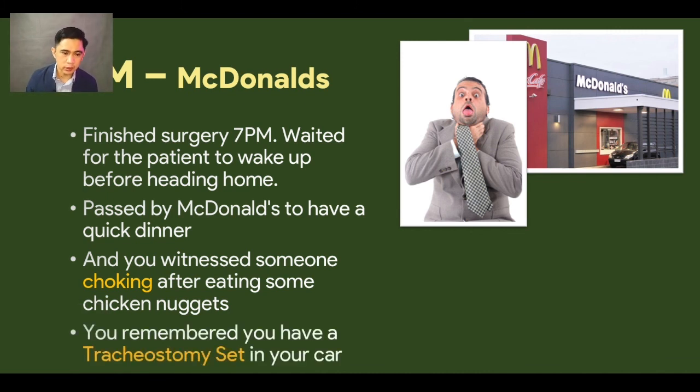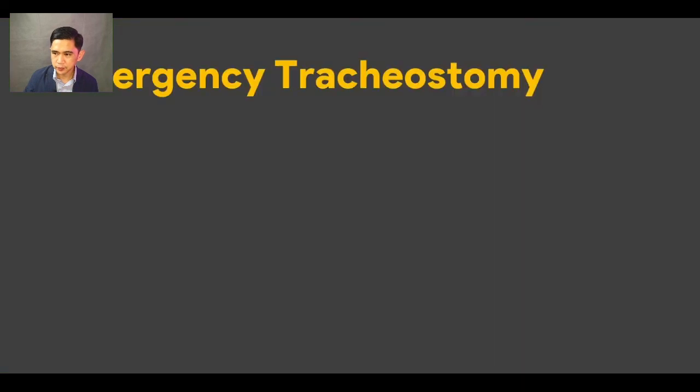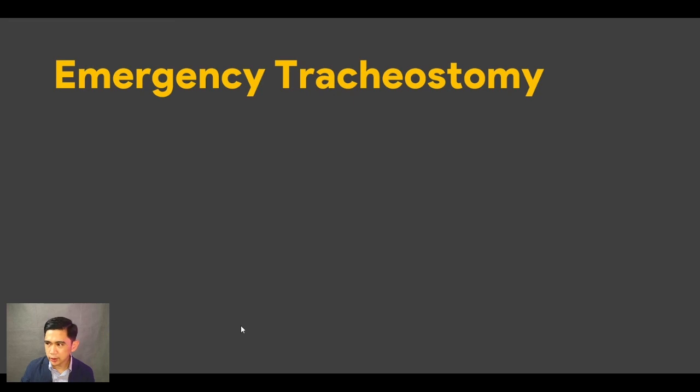So a tracheostomy set is a set of instruments you use for a tracheostomy procedure, wherein you put a tube into the neck so that a patient will be able to breathe if she or he has upper airway obstruction. So this is an example of the tracheostomy set. We have, of course, the instruments, and we have the tracheostomy tube and all those instruments that you need. So we'll talk a little bit about emergency tracheostomy. It is found in your ILOs.